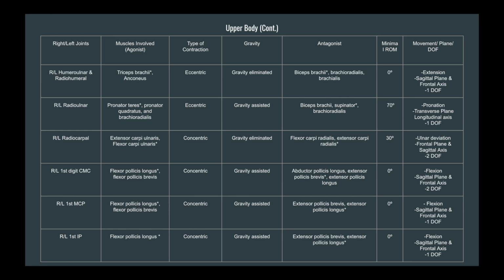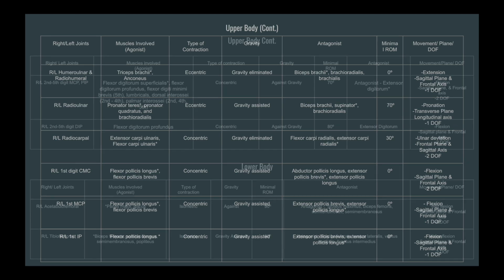For the first MCP joint, it is going to be in flexion in the sagittal plane and frontal axis, with the flexor pollicis longus being the main agonist and the extensor pollicis longus being the main antagonist. For the first IP joint, it is going to be in flexion in the sagittal plane and frontal axis, with the flexor pollicis longus being the main agonist and the extensor pollicis longus being the main antagonist.